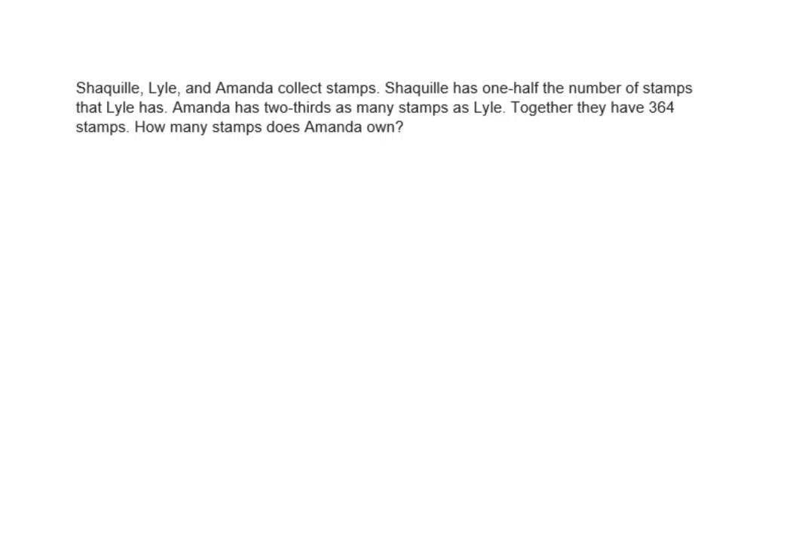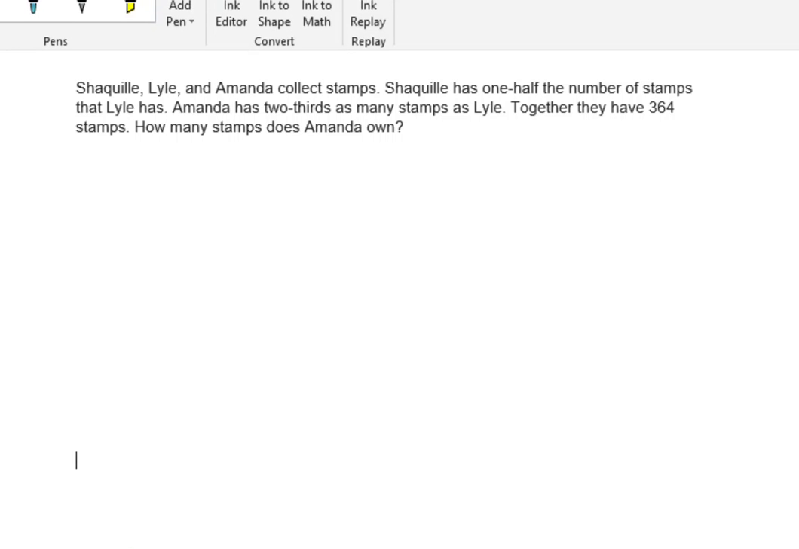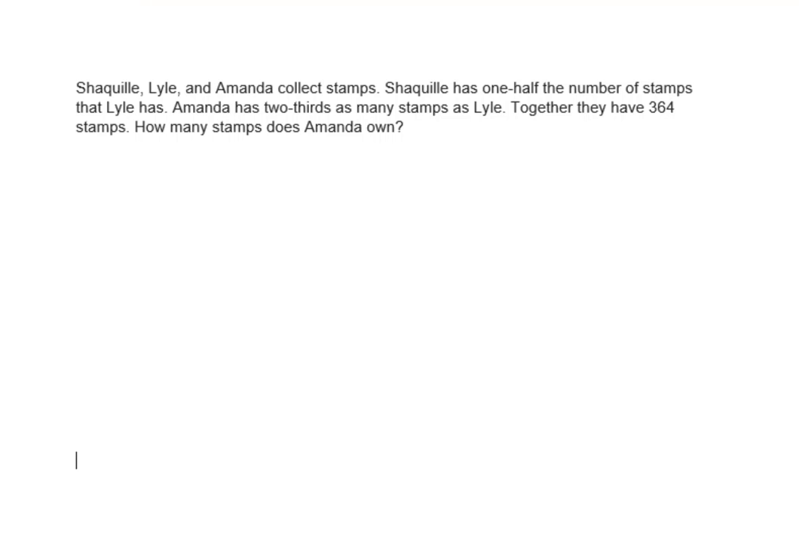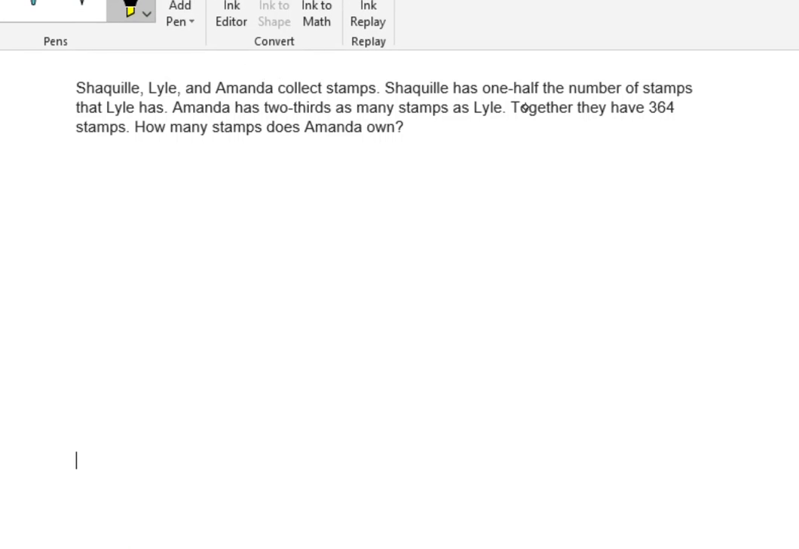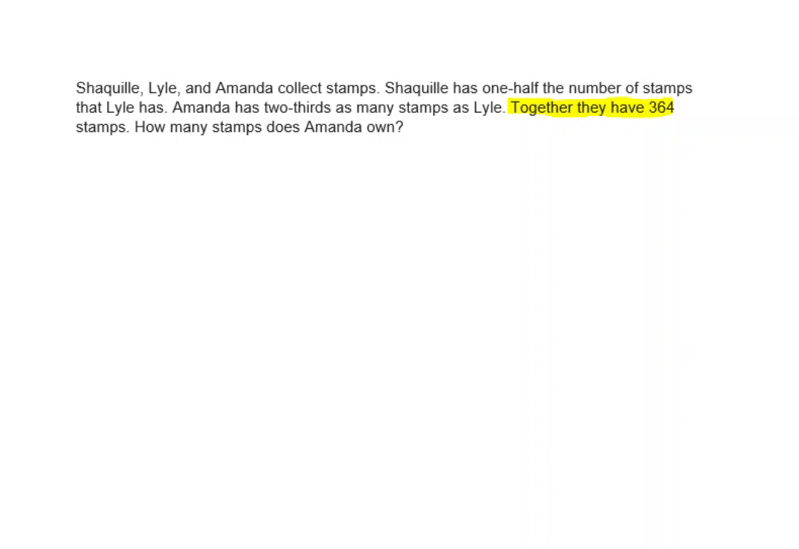Writing equations from word problems. So in this example, we have 3 people, Shaquille, Lyle, and Amanda, and all together, we know that they have a total of 364 stamps.